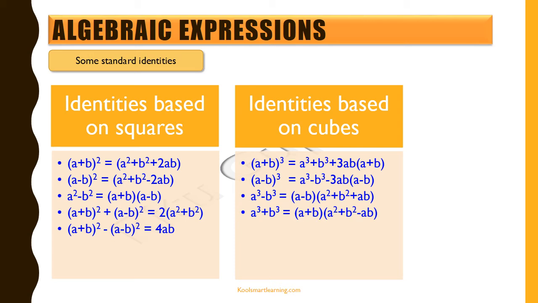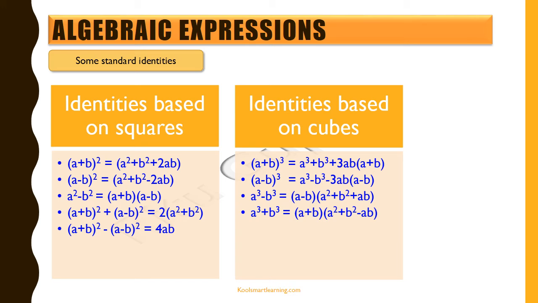Similarly, (a minus b) whole square will become a square plus b square minus 2ab. a square minus b square is equal to (a plus b) into (a minus b). So you could try all of these using the simple multiplication of the polynomials we just talked about, and then you'll see that these identities are coming out to be true. (a plus b) whole square plus (a minus b) whole square will become twice of (a square plus b square). (a plus b) whole square minus (a minus b) whole square will become 4ab.